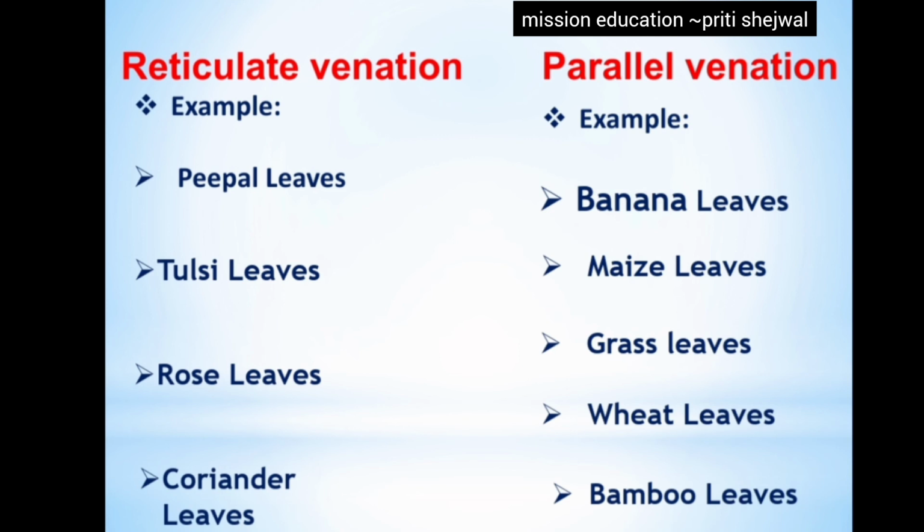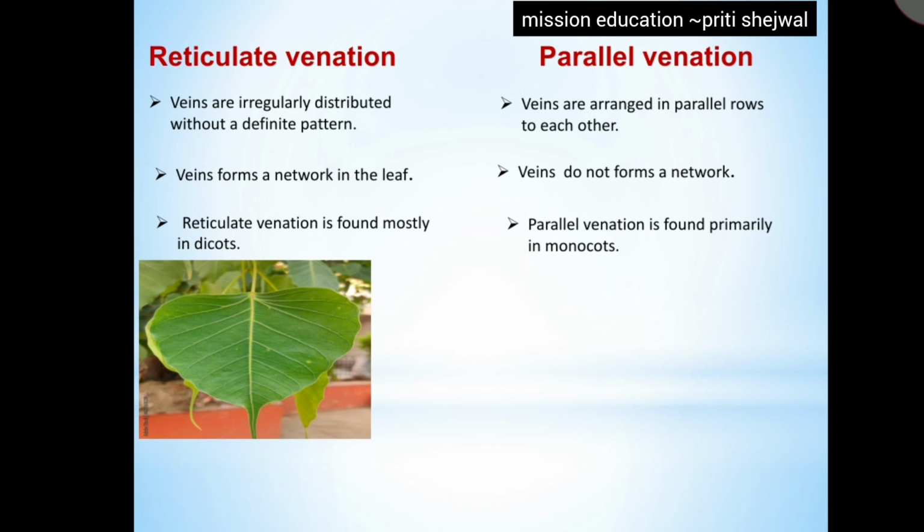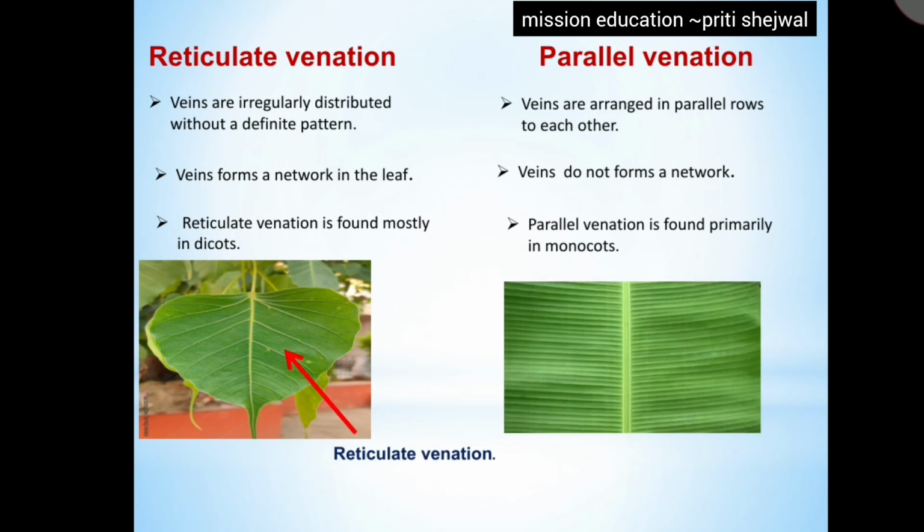Examples: peepal leaves, rose leaves, tulsi leaves, coriander leaves. These are the examples of reticulate venation. And of parallel venation, examples are banana leaf, then bamboo leaves, then maize leaf, grass leaf, and wheat leaves. These leaves are the examples of parallel venation. Okay, so this was about the venation in leaves. I hope you have understood this part of venation in leaves.